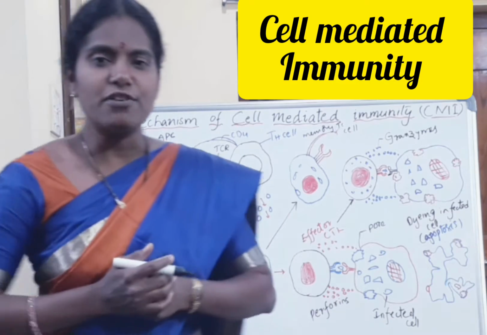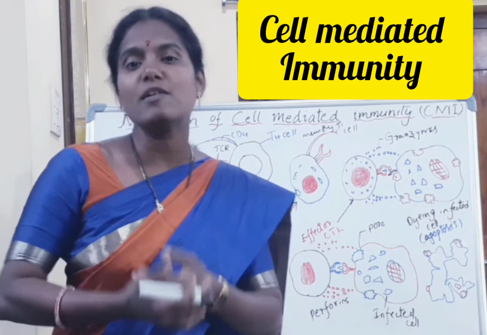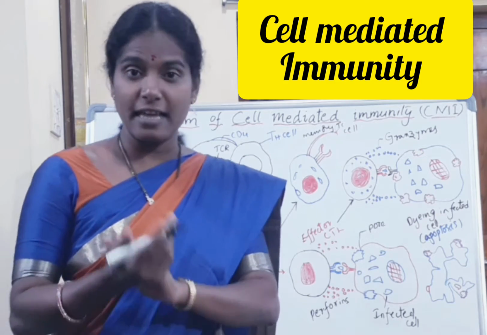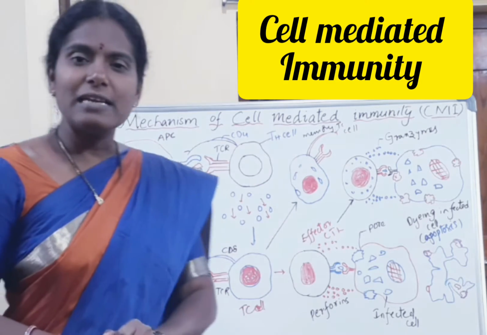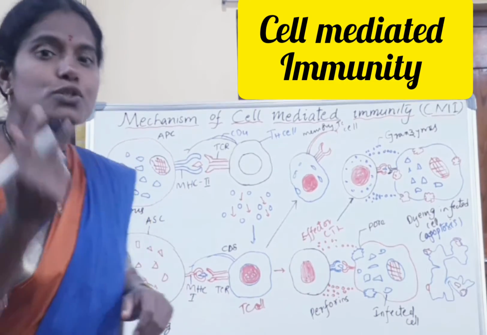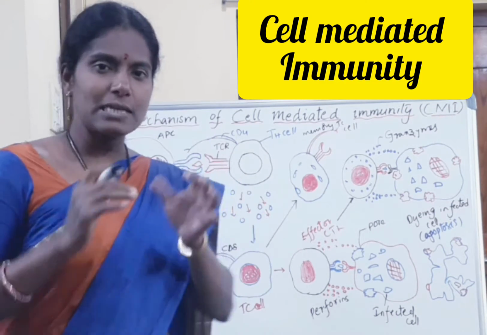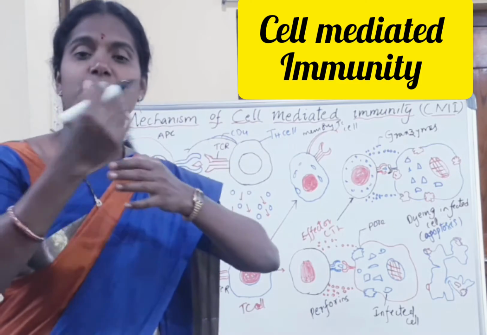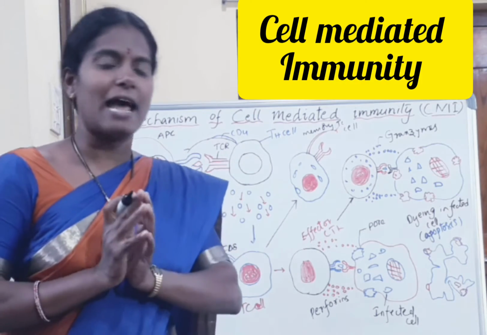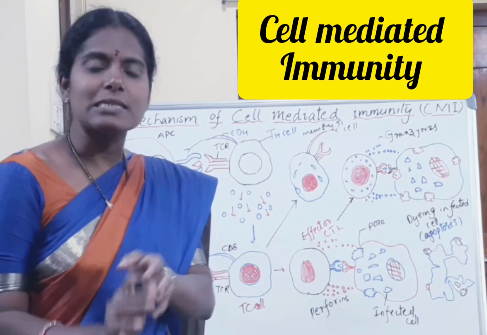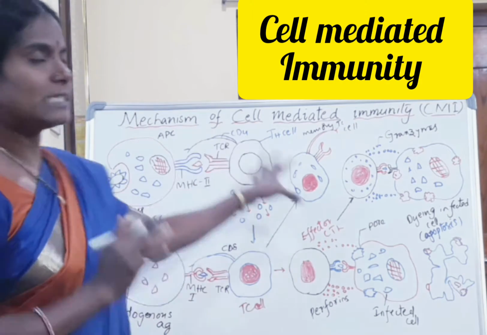Cell mediated immunity: cells mediating the immunity. What are the cells involved in the immunity? They are natural killer cells as well as T cells. These two cells are involved in immunity to present, process and finally kill the antigens that are present in the infected cells and cancerous cells. So let's see the process.